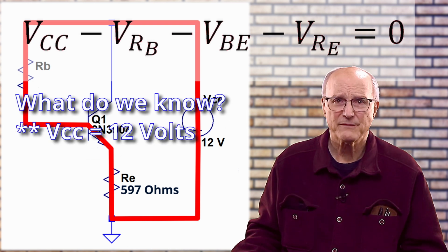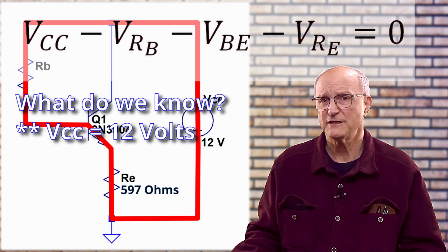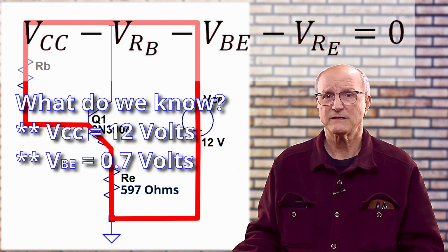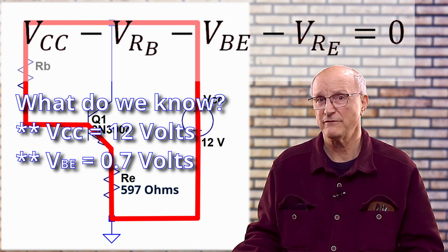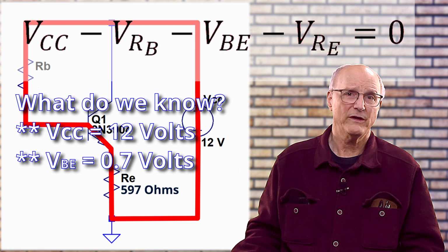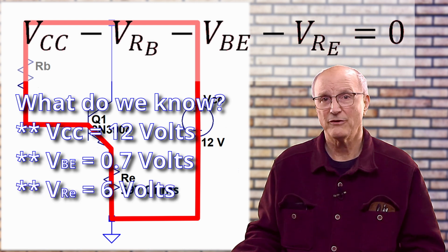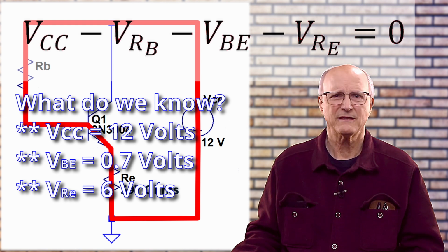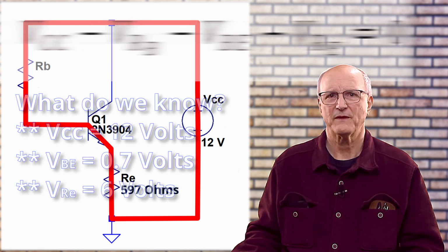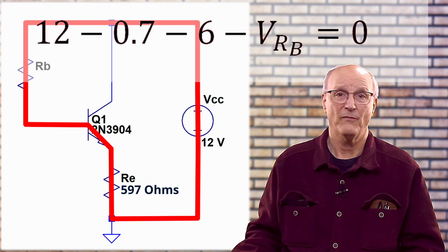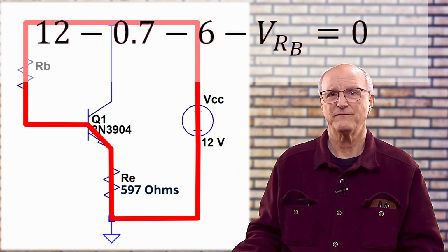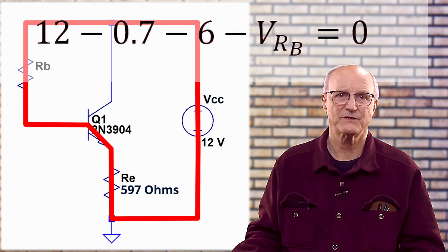We know the power supply voltage VCC is 12 volts. We also know that the voltage across the base emitter junction, V sub BE, is 0.7 volts. And we know that the voltage across the emitter resistor, V sub RE, is 6 volts. So let's stick these in our equation. We get 12 minus 0.7 minus 6 minus V sub RB is equal to 0.